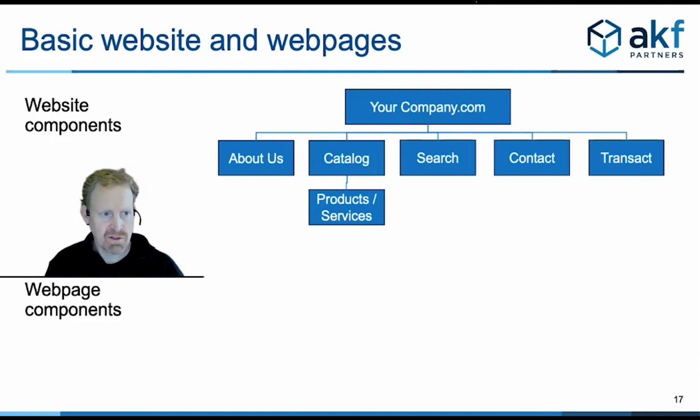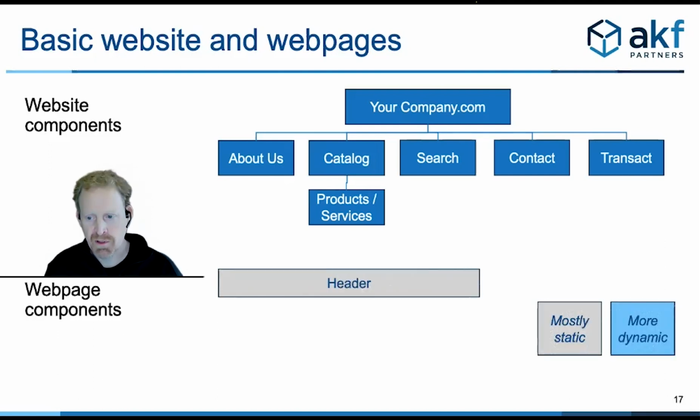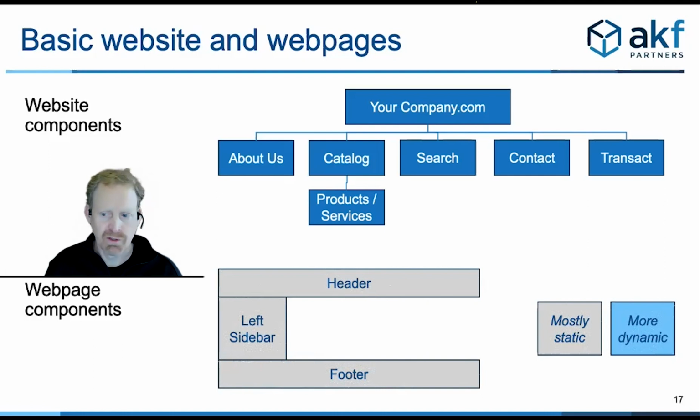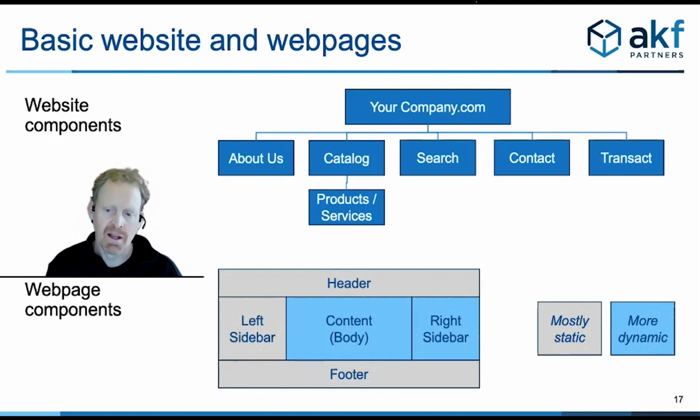The website itself is served up by web pages, and the web pages typically have a few common aspects. There's a header, and there'll typically be a left sidebar. There'll typically be a footer, and then you have your main content in the middle, and sometimes there's a right sidebar. So no matter what website you see, this is the common layout. The areas in gray are mostly static. The areas in the middle are more dynamic. So how do we build that?